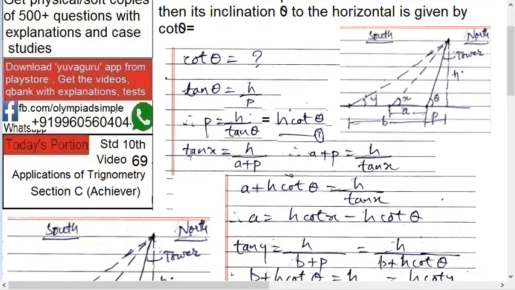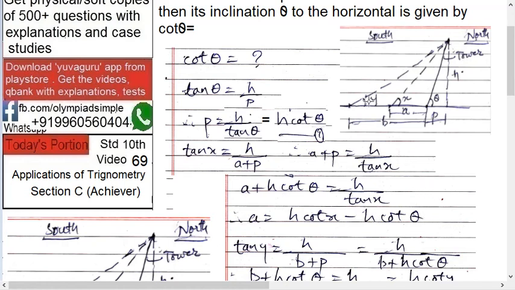Then tan x equals to what? This is tan x. What is that? h upon a plus p, right? This is small a and this is p, right? Therefore a plus p equals to h upon tan x, okay? So therefore a plus p, now what is p? h cot theta. Therefore a plus h cot theta equals to h upon tan x. So make it cot x. So a equals to h cot x minus h cot theta, right? This much is clear, a.